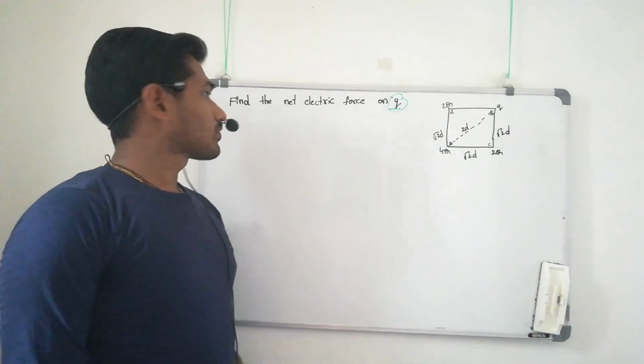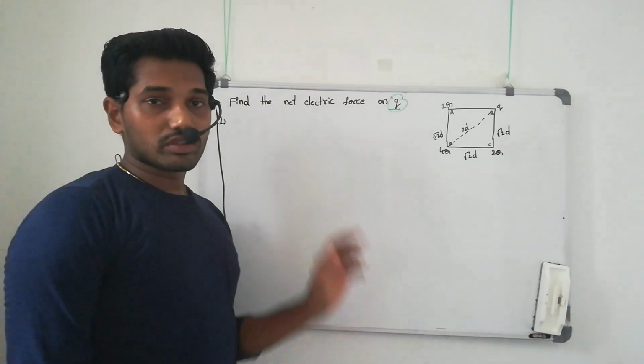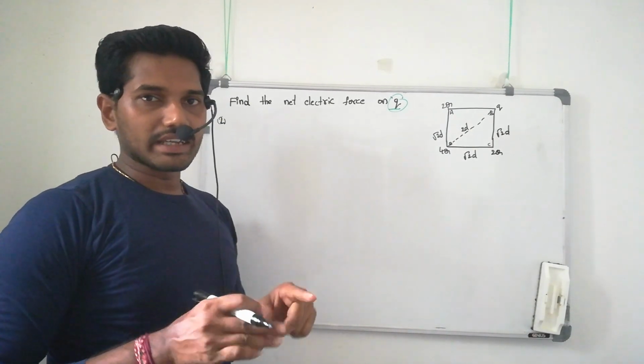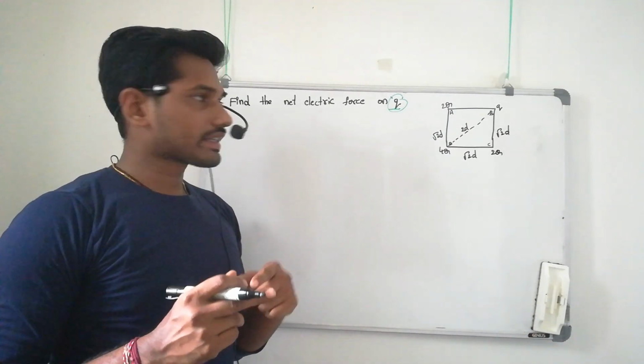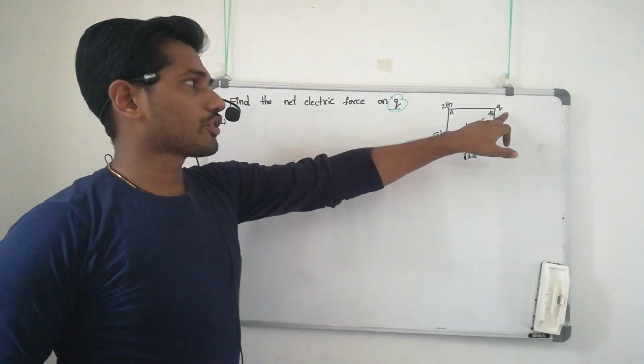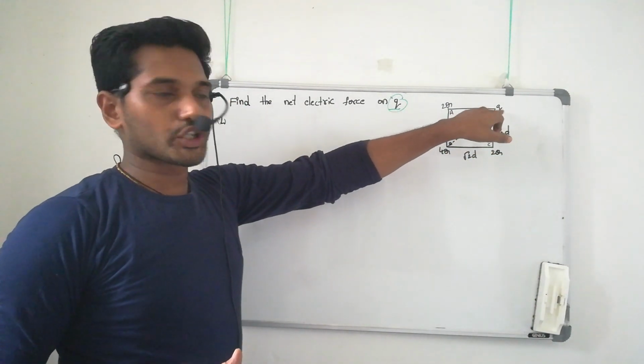We are going to discuss problem number 4. So this is a different shape. Previously we discussed the horizontal right angle triangle and the vertical triangle. Now we are discussing the square shape. Find the electric charge on Q. So we have to calculate the net electric charge on Q.